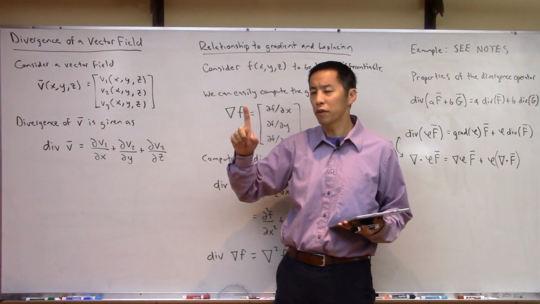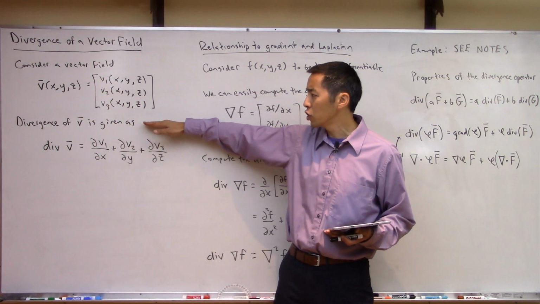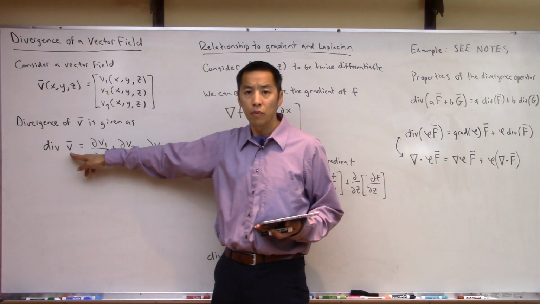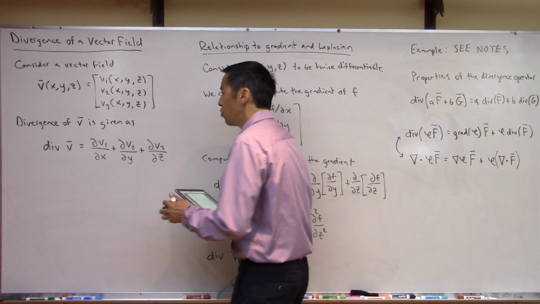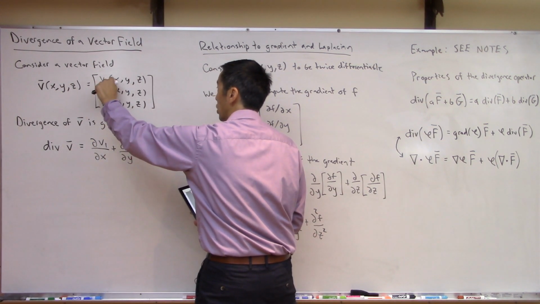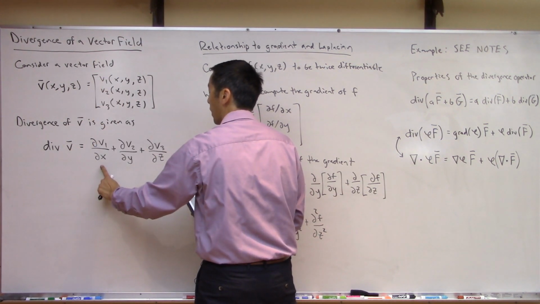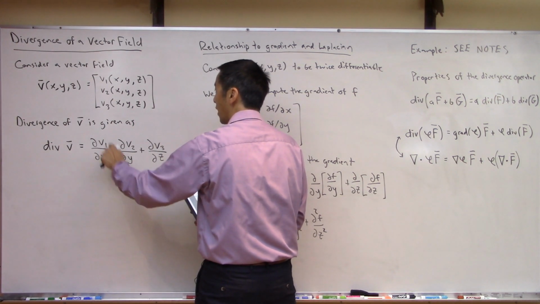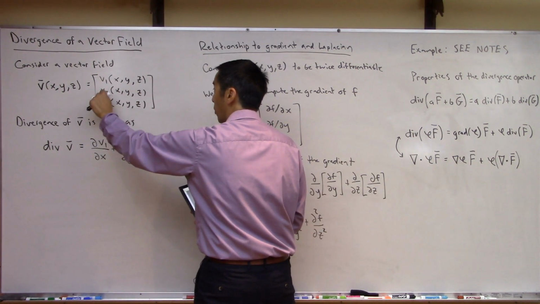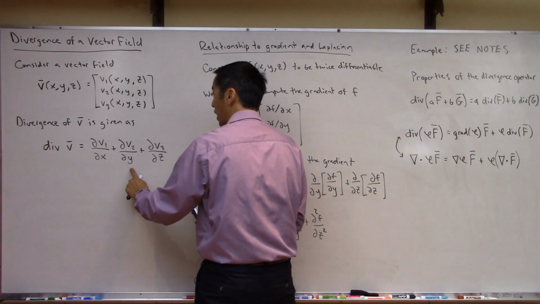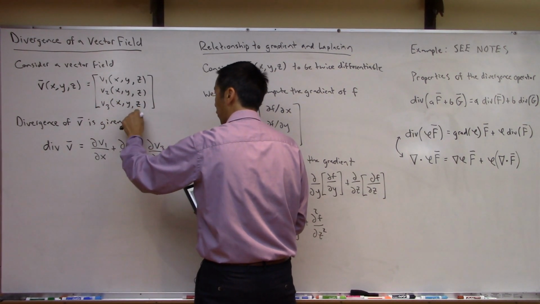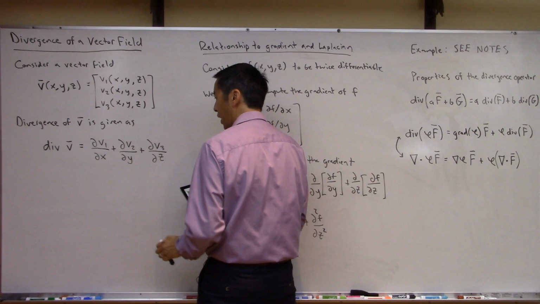If you have this vector field definition, we can calculate the divergence of the vector field v, and that's written as this, div v. All this is, you take the component of the vector field in the x direction, and you take its derivative with respect to x. Then you add that to the second component of the vector field, take its derivative with respect to y, and then lastly, add it to the third component of the vector field, take its derivative with respect to z. Okay, that's all it is.